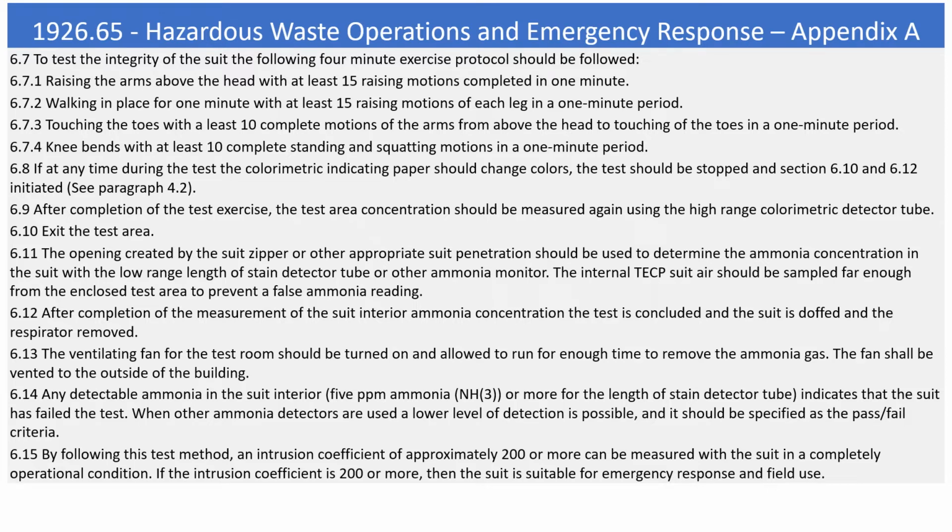6.14. Any detectable ammonia in the suit interior, 5 ppm ammonia, NH3, or more for the length of stain detector tube, indicates that the suit has failed the test. When other ammonia detectors are used, a lower level of detection is possible, and it should be specified as the pass/fail criteria.